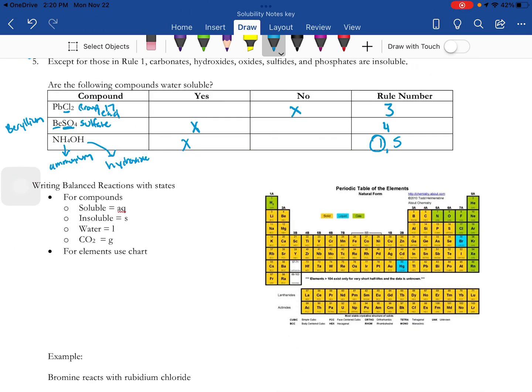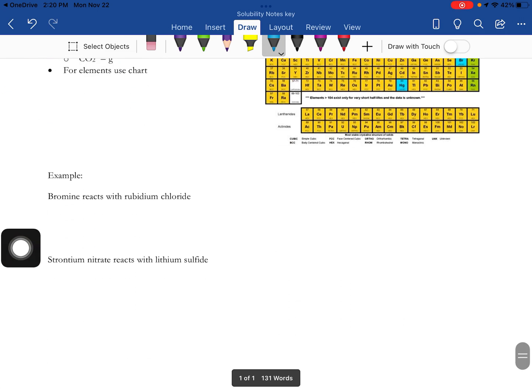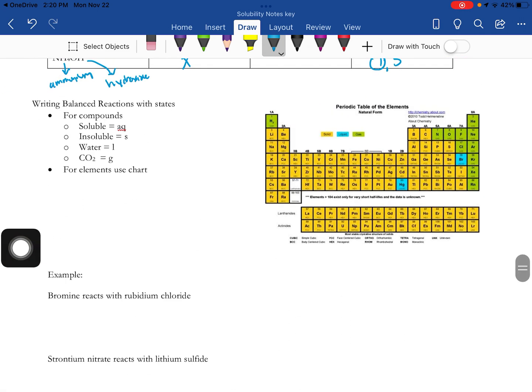So for compounds, soluble is equal to aqueous, insoluble is solid, water is liquid, CO2 is gas. And then for elements, you're going to use the chart. So we have a couple of examples, and then we'll go through this. So bromine is right there. That's an element, and that's part of Brinkelhoff, and so it needs a 2. Since it's an element, we're going to use the chart. It is blue, so that tells you it's a liquid.